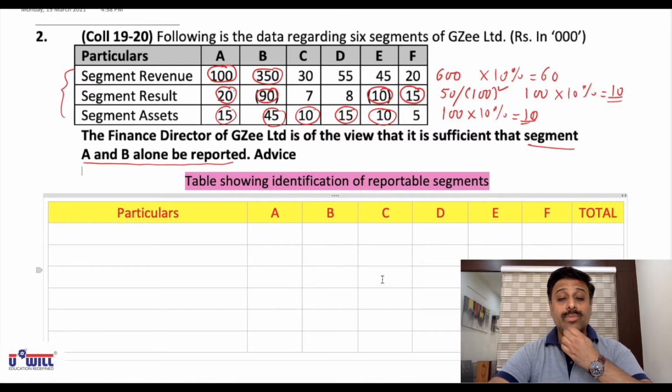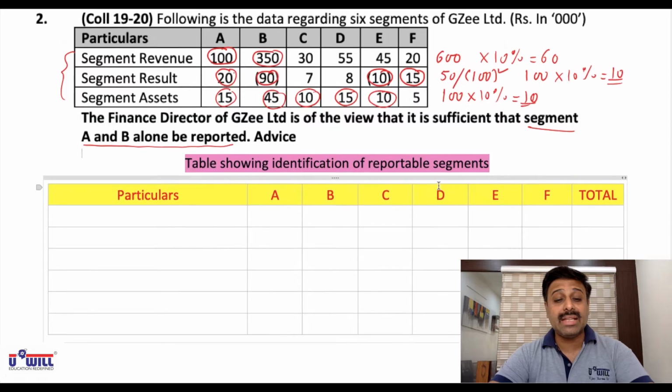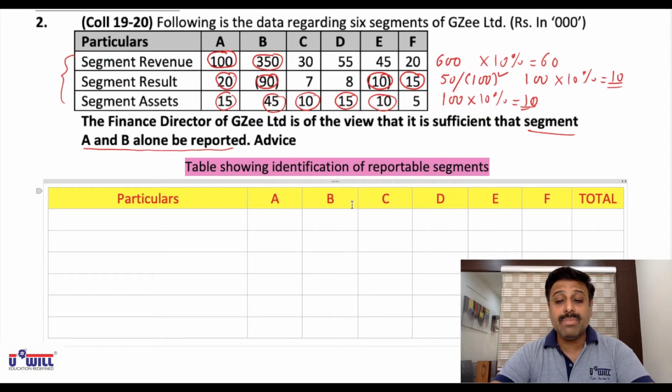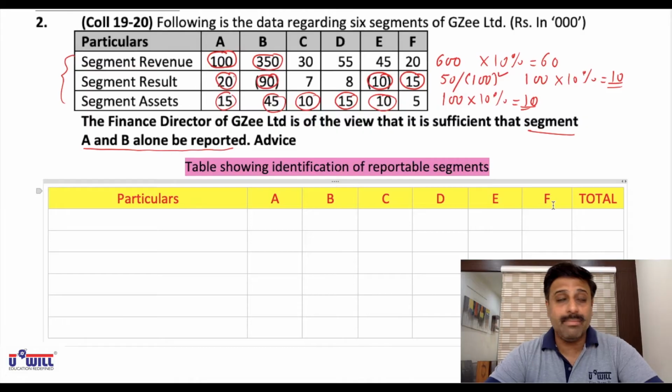So give the heading in your notebooks: Table showing identification of reportable segments. And make these columns: particulars, A, B, C, D, E, F and then total. All of you pause the video and make this table. I repeat, all of you pause the video and make this table.